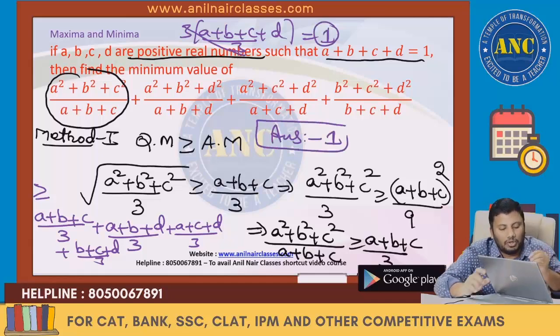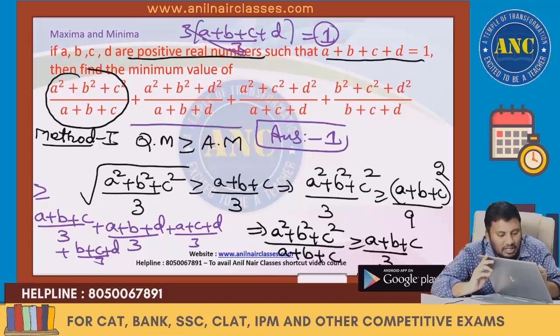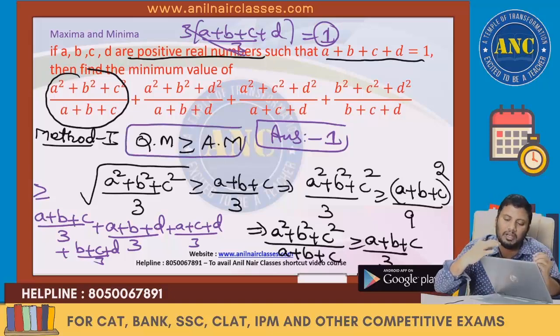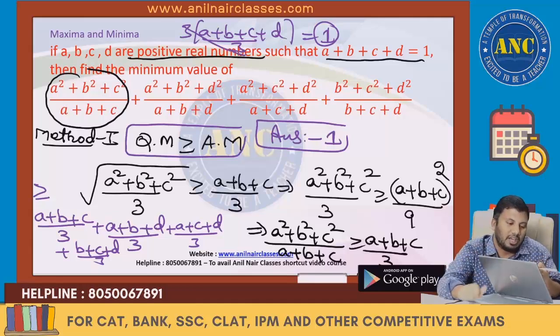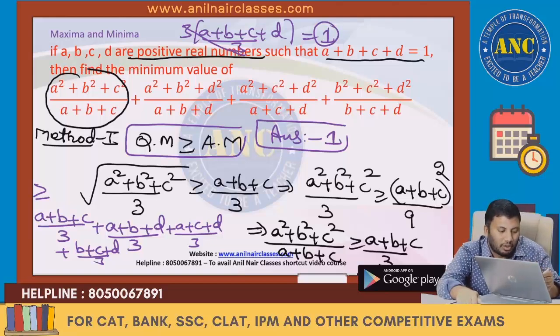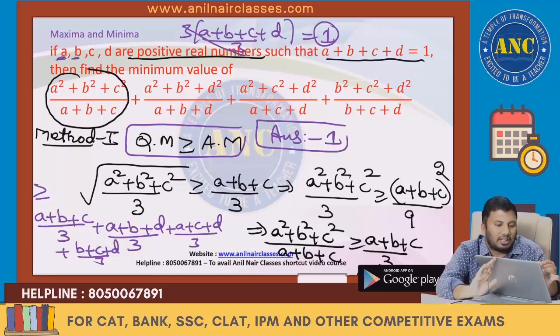Method 1. How did you come to know that quartile mean is greater than or equivalent to arithmetic mean? I got the sum of the quantities, I got the squares. So squares will come in, right? Quartile mean or root mean square. Root of (a square plus b square plus c square by 3) greater than or equivalent to a plus b plus c by 3. Squaring it, a square plus b square plus c square by 3, (a plus b plus c) whole square by 9. If it comes down, it is a plus b plus c by 3.